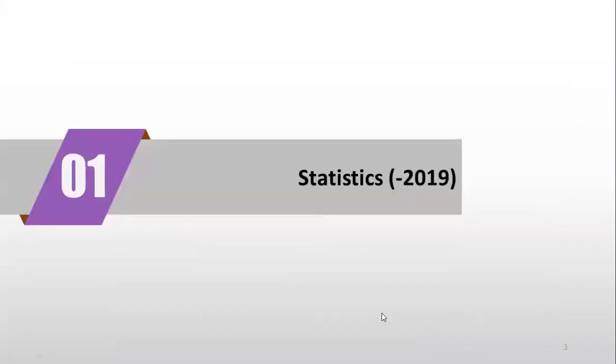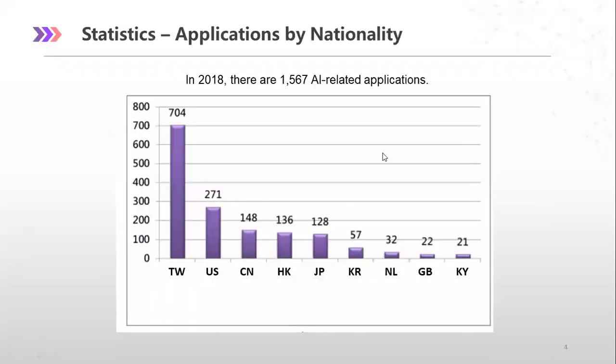In 2018, there were more than 1,500 AI-related applications. Filers from Taiwan accounted for most of the cases. The US and China come second and third respectively. Hong Kong is fourth, as you can see from the bar chart. But normally, Hong Kong is not a top source of original patent applications.